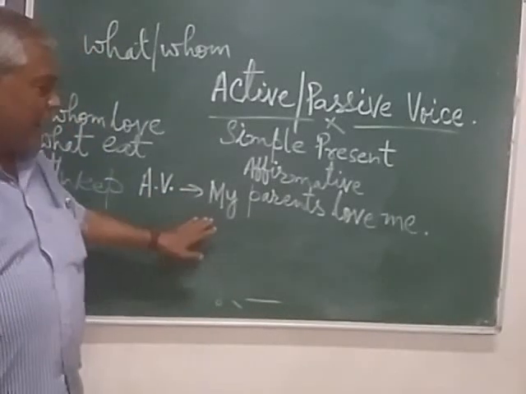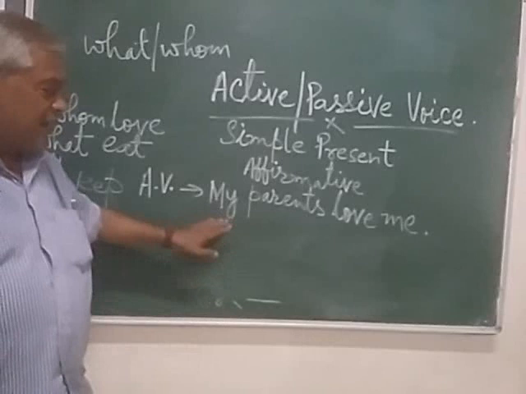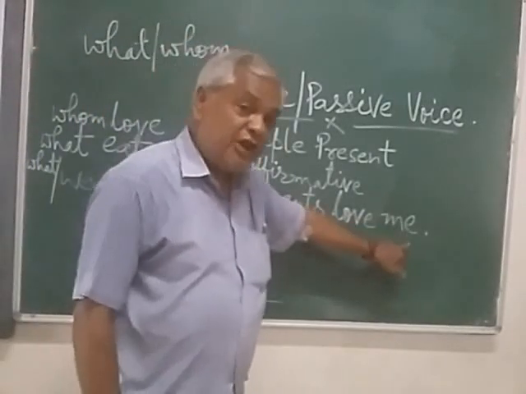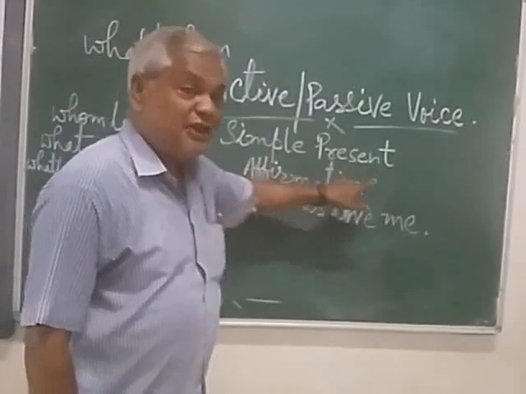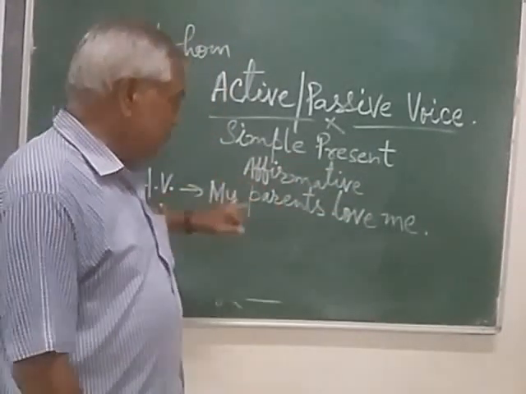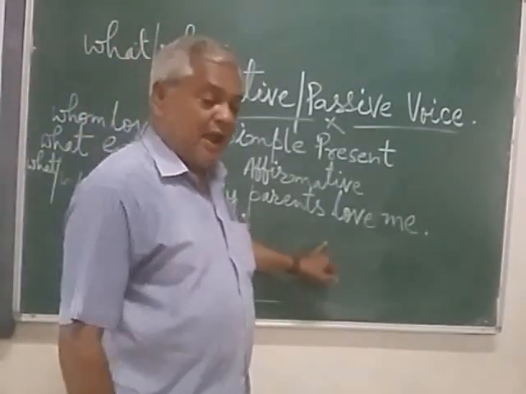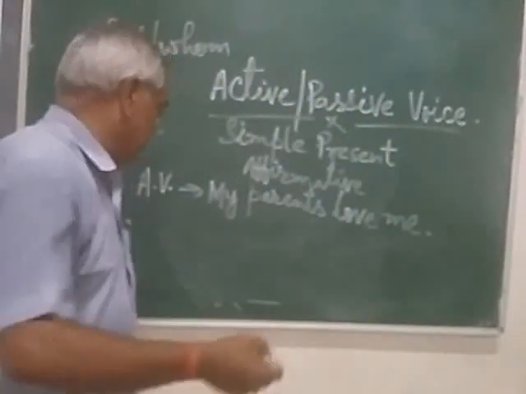So now see, my parents is the subject, and since it is plural, "love" is used, then the object is used, so it is in the simple present tense. So simple present tense, active voice: my parents love me. And now you have to change it into passive voice.